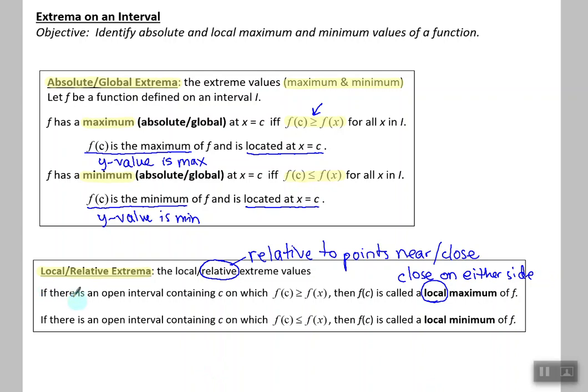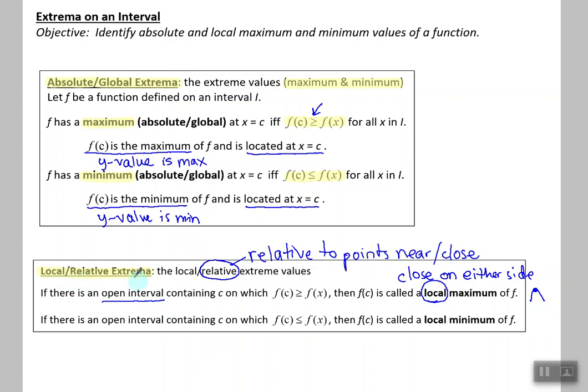So we say, if there is an open interval containing c, on which f of c is greater than or equal to f of x, remember this meaning that there is a maximum, then f of c is called a local maximum of f. Or of course it could be called a relative maximum of f. Think of a little hill. We can see close on either side to that point and tell that there is a local maximum at this spot.